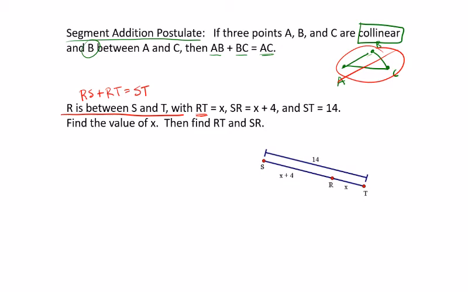So we have an equation that we can utilize to input those values that are given. So RT is X, SR is X plus 4, and ST is 14, right? So we can say RT, which is X, so I'm plugging in X here. SR, which is X plus 4, so I'm plugging that in here. So X plus 4 plus X has to equal ST, which is 14.